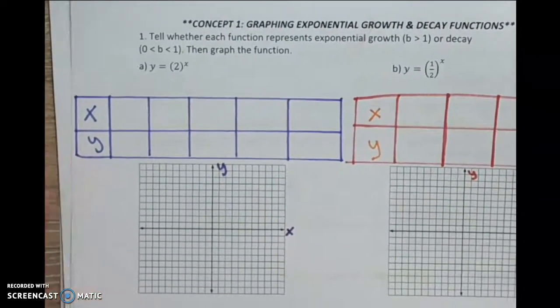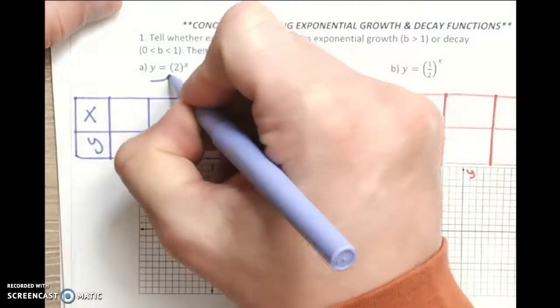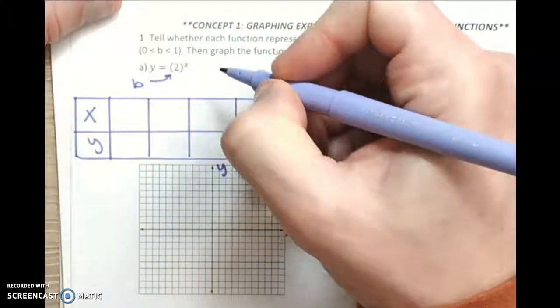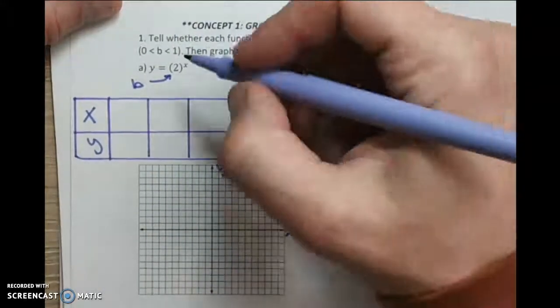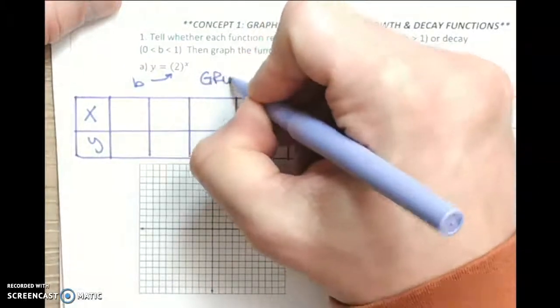Here we go. Concept 1, graphing exponential growth and decay. It says tell whether each function represents exponential growth, if b is greater than 1, or decay when b is in between 0 and 1, then graph the function. Alright, so let's look at this one. Where is b? Right there. B is 2, which means it's greater than 1, which means it is a growth function.